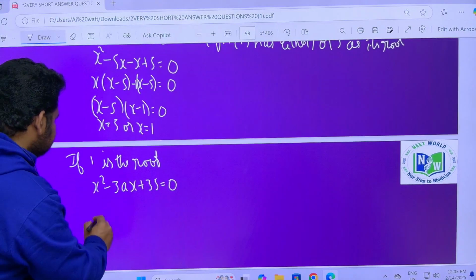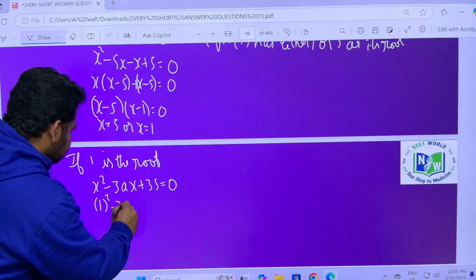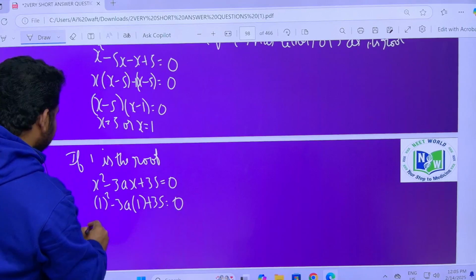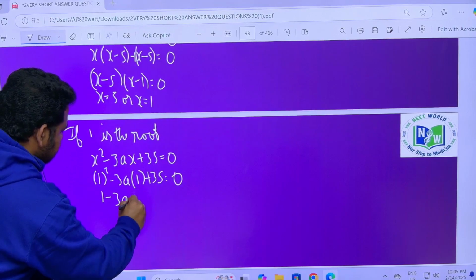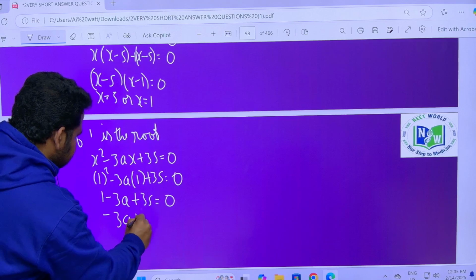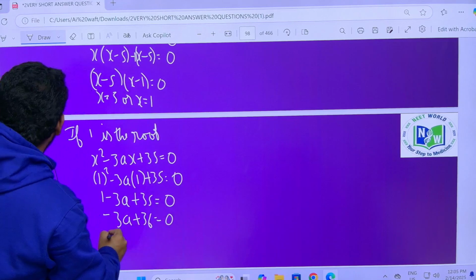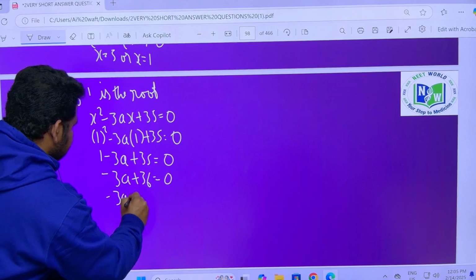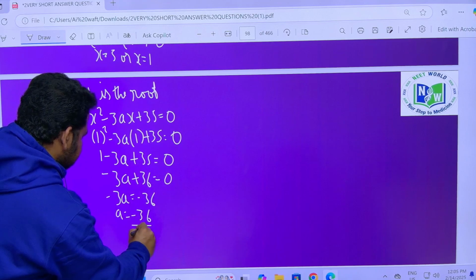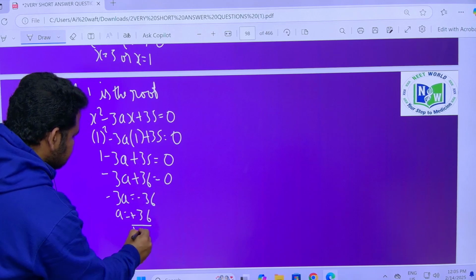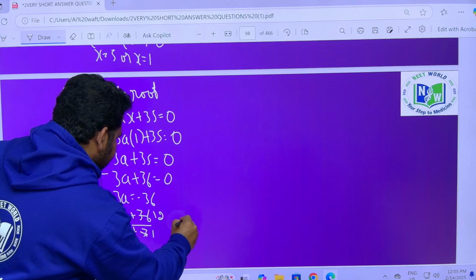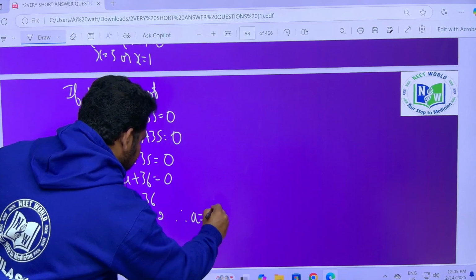So this will become what, friends? 1 square minus 3a into 1 plus 35 is equal to 0. So this will become 1 minus 3a plus 35 is equal to 0. So minus 3a plus 36 is equal to 0. Minus 3a is equal to minus 36. a is equal to minus 36 by minus 3. This will become plus. 3 ones are 3, 3 twelves are 36. So therefore a will be equal to 12 here.